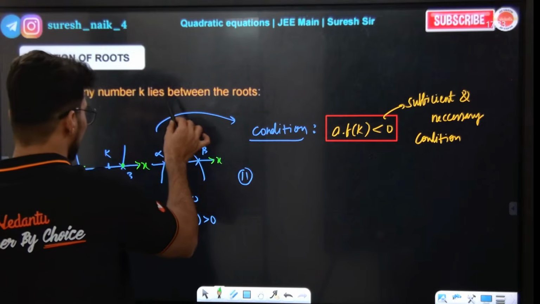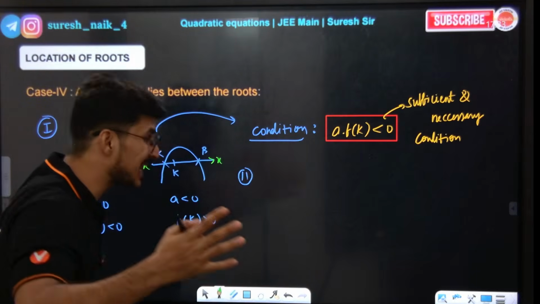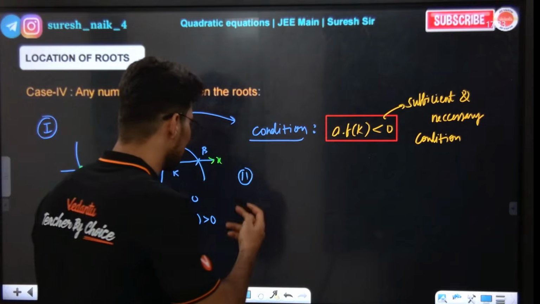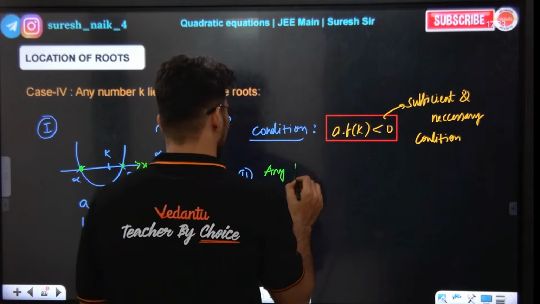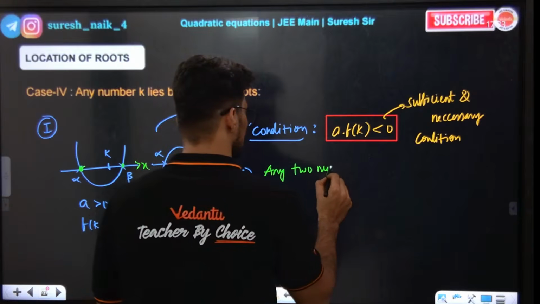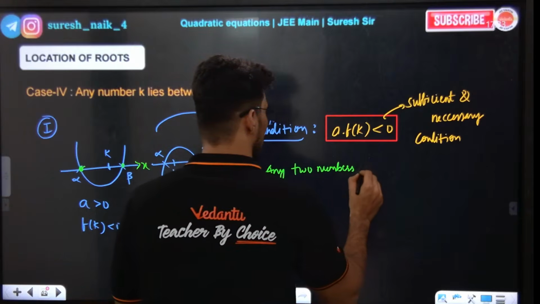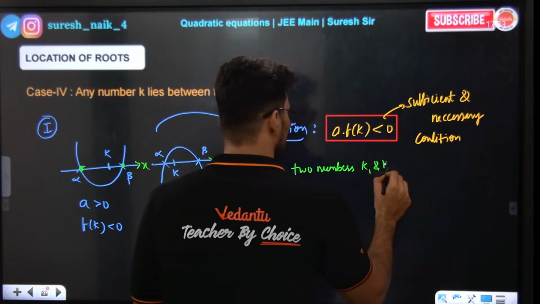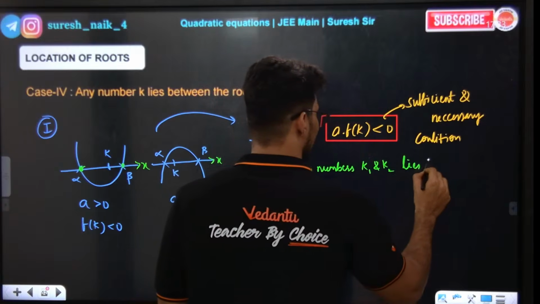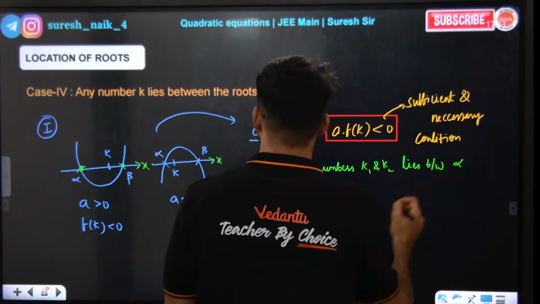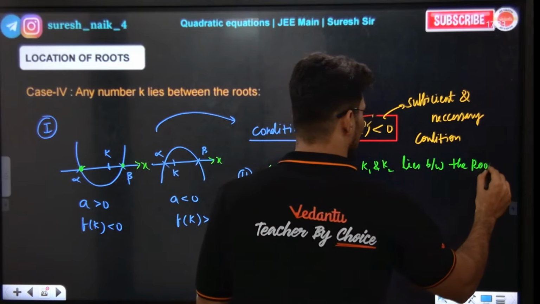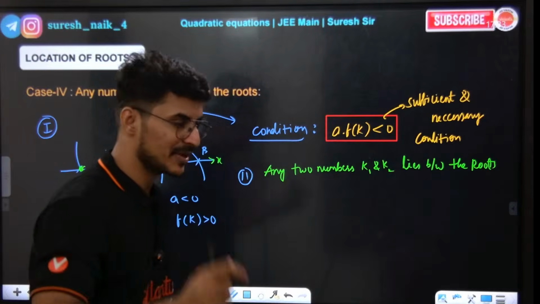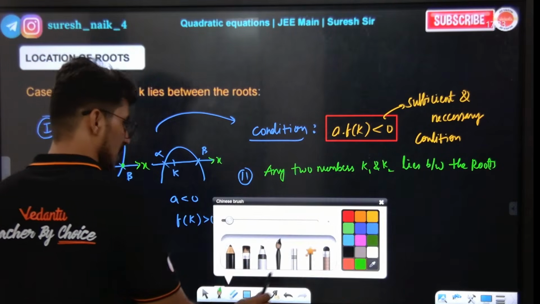Any two numbers lying between the roots, in the second case: any two numbers k1 and k2 lie between the roots. I'm giving this extra case. This is the second part. So what should we do?